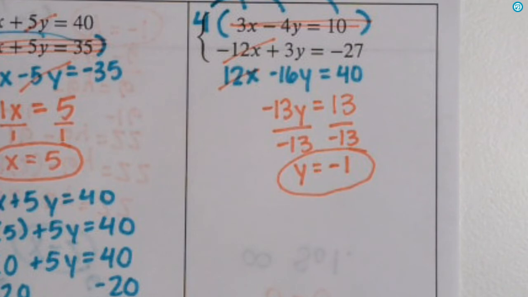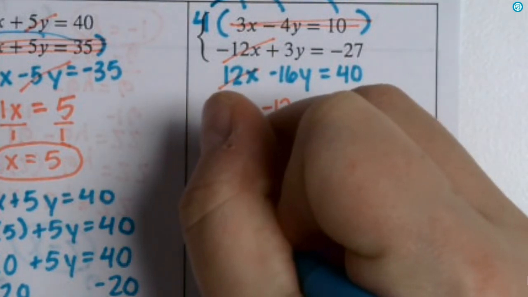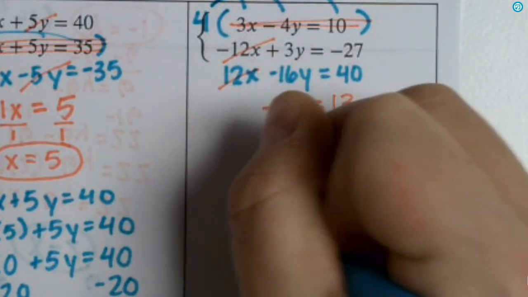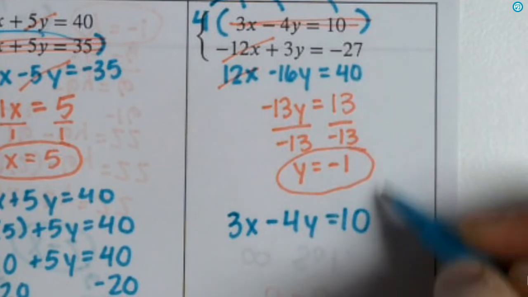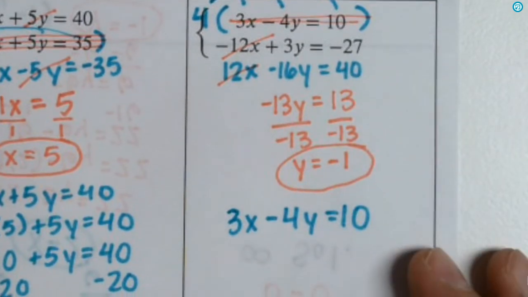Okay, to solve for my other variable. So I've solved for y. I now need to go solve for x. So I'm going to plug in negative 1 for y. And when I do that, I can do it in either equation. I'm going to choose to do it in the top one, just because I always do it in the top one, just for my consistency. So I've got 3x minus 4y equals 10. That's just me writing down the original top equation down here.